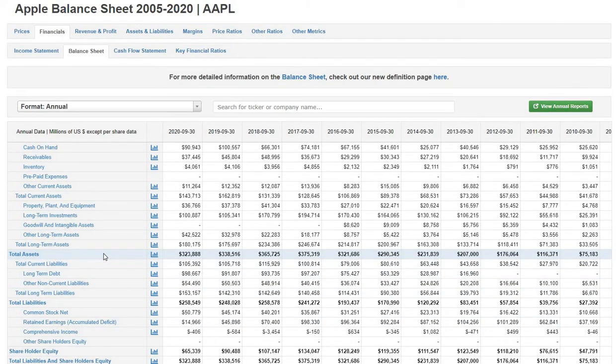Now let us understand the balance sheet of Apple. Apple has about $323 billion worth of assets as of 2020 and it grew from $75 billion in 2010. The total assets of Apple grew at roughly 15% annually. And out of $323 billion, roughly 80% is liability at about $258 billion and the remaining 20% is shareholders' equity.